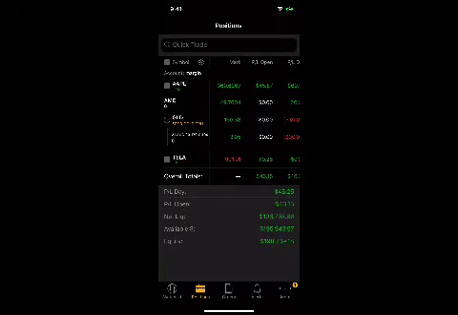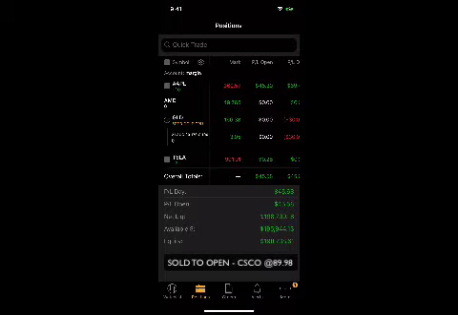Let's suppose that we received a post from Money Grande saying "sold to open CSCO at 49.98." It says sold to open. Basically, you are opening a position, selling something that you don't have, so you are going short. Very, very important to identify that instead of buying to open, you're selling to open, sold to open.